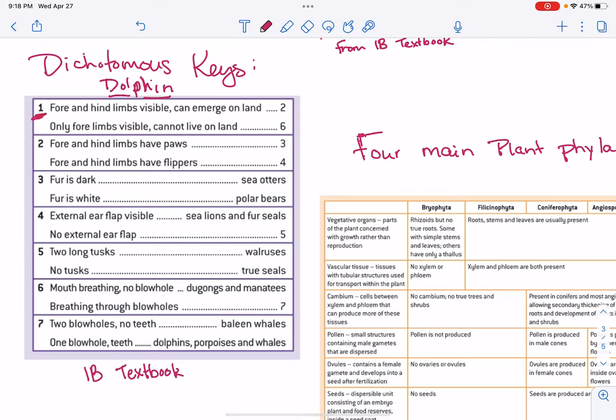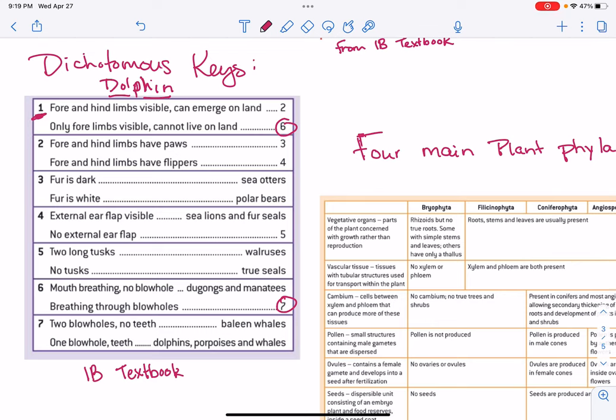We would have to decide between the first one: fore and hind limbs visible, can emerge on land. Or only four limbs are visible, cannot live on land. Dolphins don't have limbs, or they have four limbs but not hind limbs. So we would go to number six. Number six says mouth breathing, no blowhole. That's not true. Dolphins do have blowholes. So it says breathing through blowholes. Okay, we got a number 7.